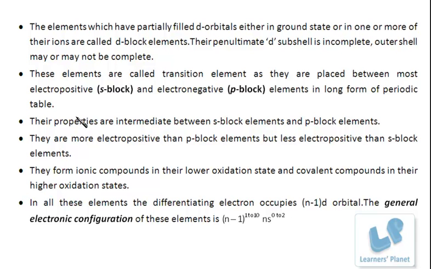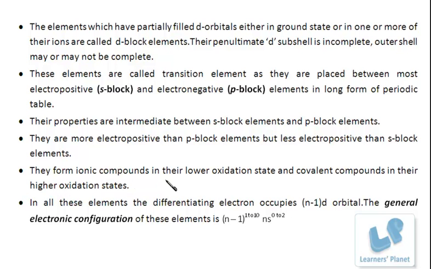What are S block elements? That is lithium, sodium, potassium, rubidium, cesium, francium, and the second group, beryllium, magnesium, calcium, strontium, barium and radium. So these elements are placed between the S block and the P block elements, and their properties are also intermediate between S block and P block elements. These are more electropositive than P block elements, but less electropositive than S block elements.